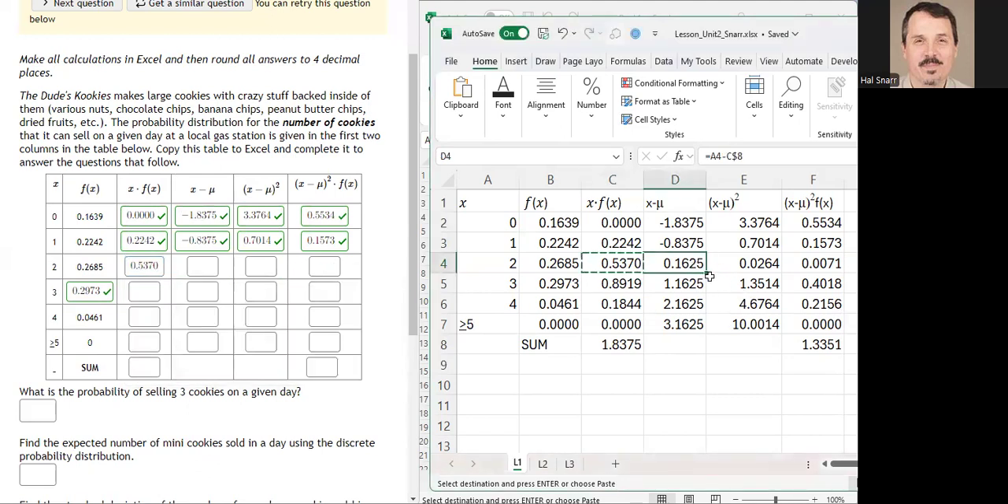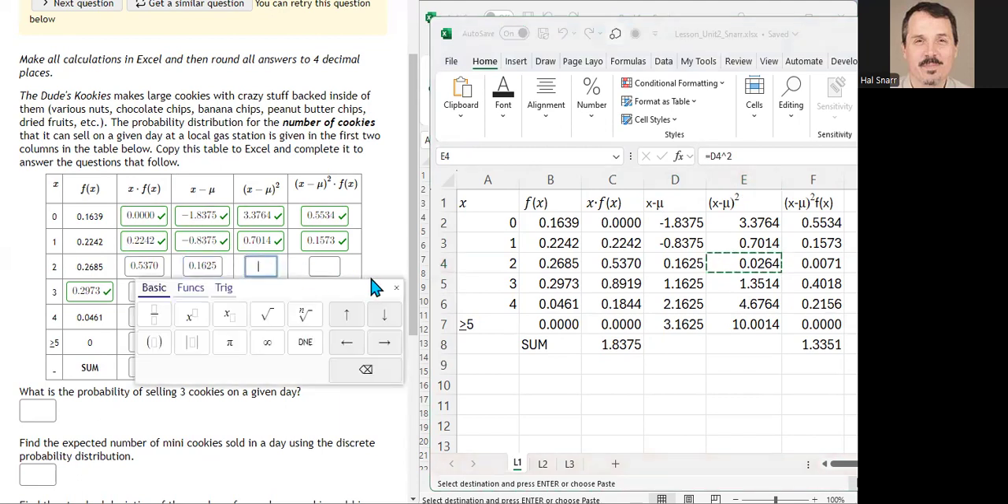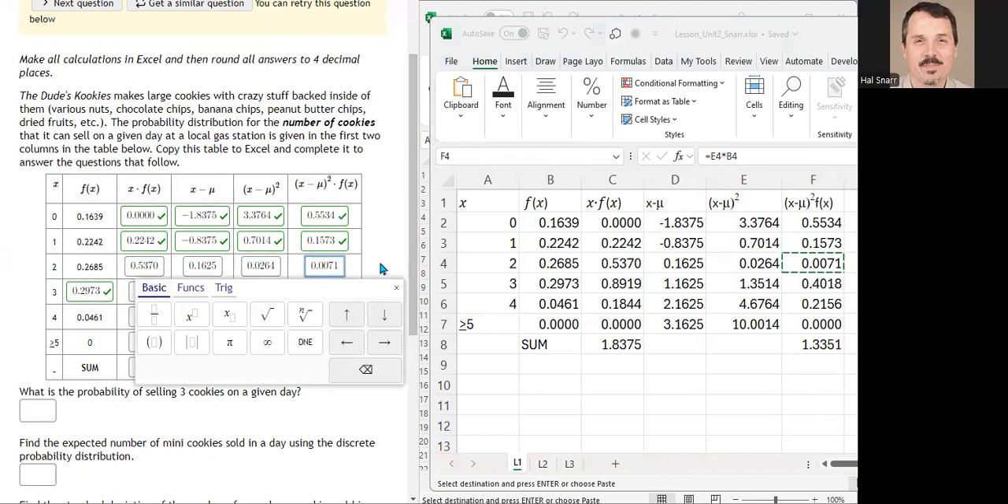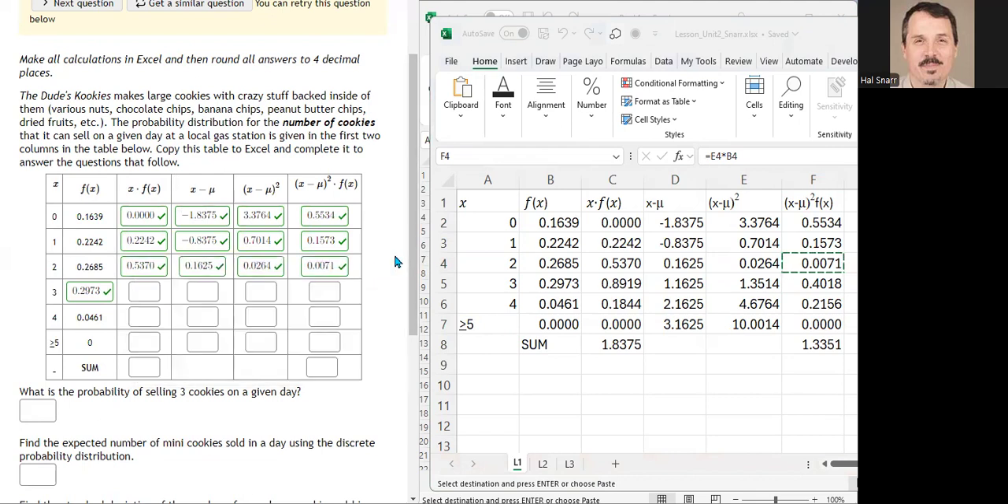Notice that the deviation from the mean is positive. That's because 2 is greater than the mean, but not by much, right? It's greater than the mean by that amount. Now, when I square that, I get an even smaller number, right? When you square numbers between 0 and 1, the result gets even smaller. And then I multiply that by its probability, and I get an even smaller number, right? We'll check to see if we got them right, and we did.